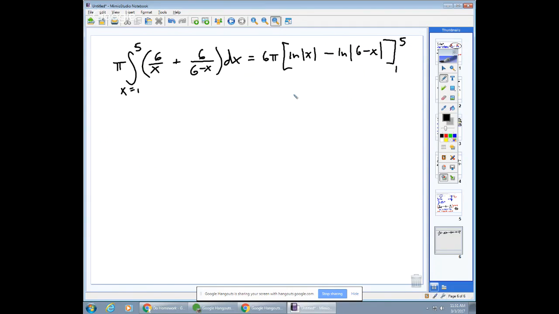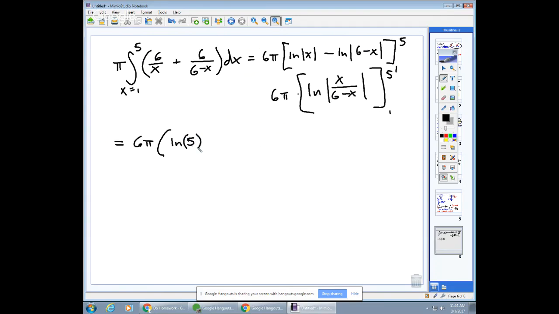Now we could rewrite that if we wanted to. You could also say that 6 pi times the natural log of x over 6 minus x, and that's being evaluated from 1 to 5. And I guess if you can get away with less natural logs, you're better off. All right, so that gives us 6 pi times, if we plug a 5 in there, we get 5 over 1, so the natural log of 5. And then we'll have a minus the lower bound. And so what do we get there? That would be 1 over 5.